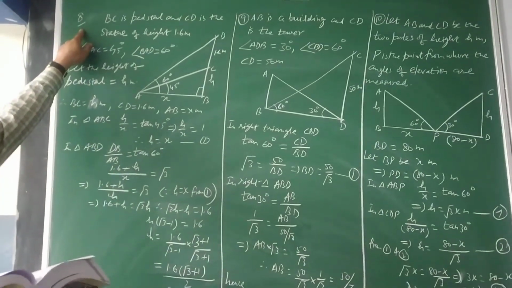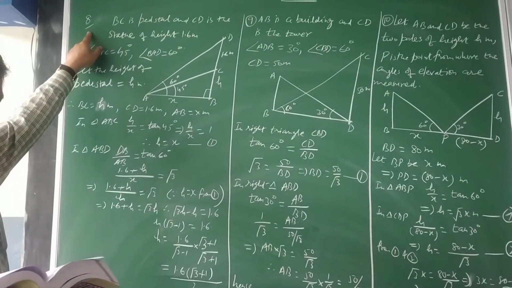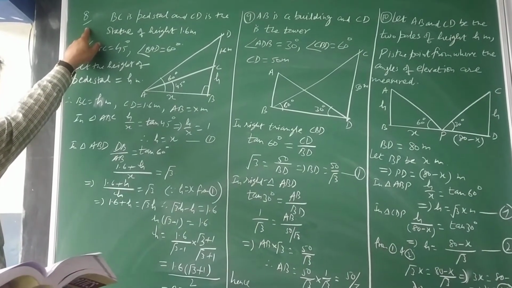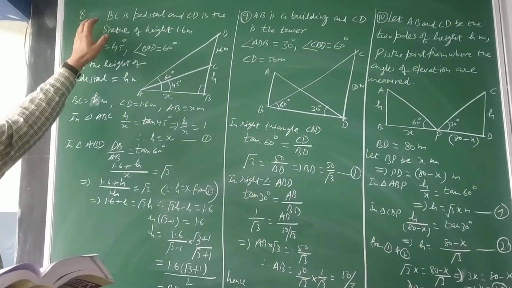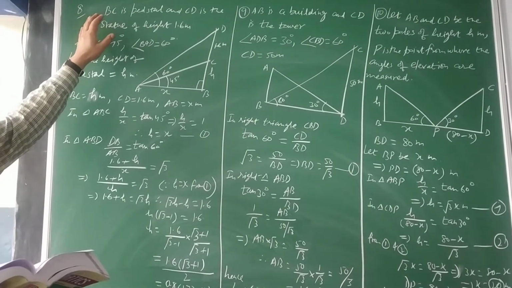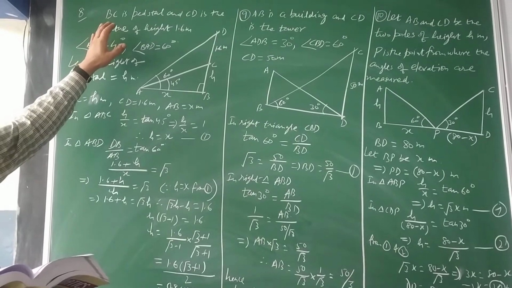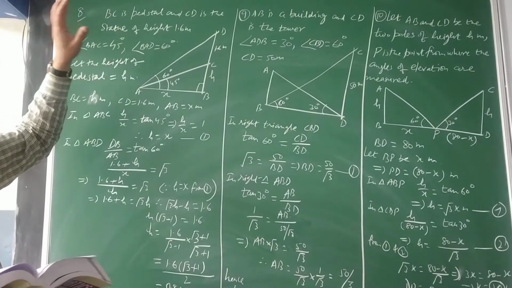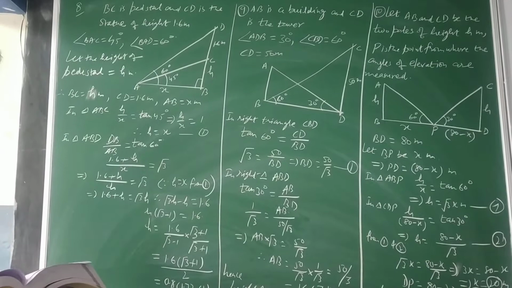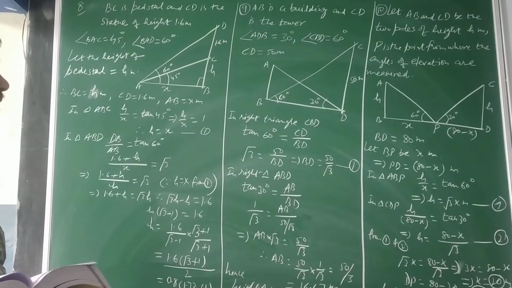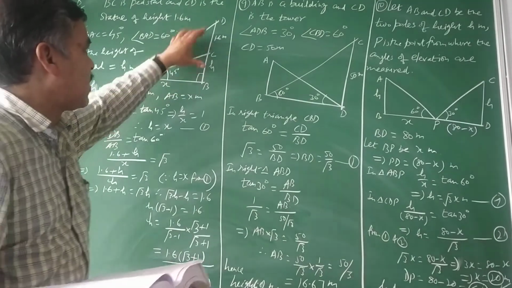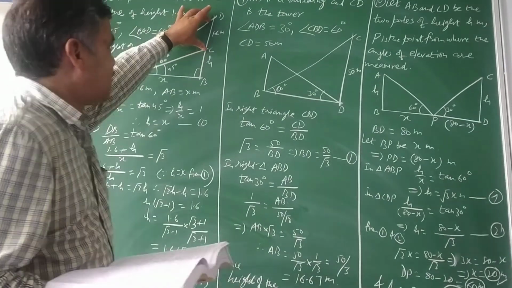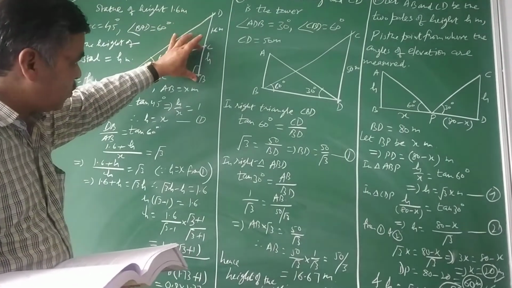Question 8: a statue 1.6 meter tall stands on the top of a pedestal. From a point on the ground, the angle of elevation of the top of the statue is 60, and from the same point the angle of elevation of the top of the pedestal is 45. Now you have to find the height of the pedestal. Just quite similar to the previous question. In the previous part we calculated this height, and now this is given and this we have to find.